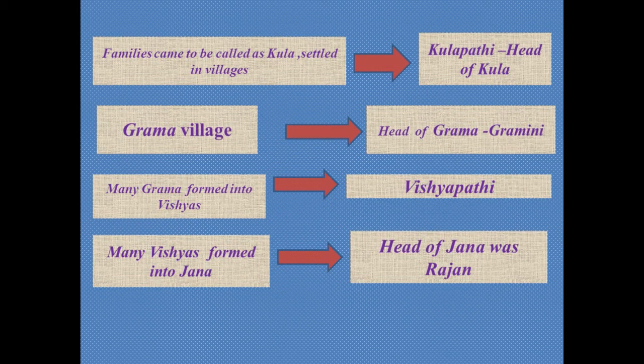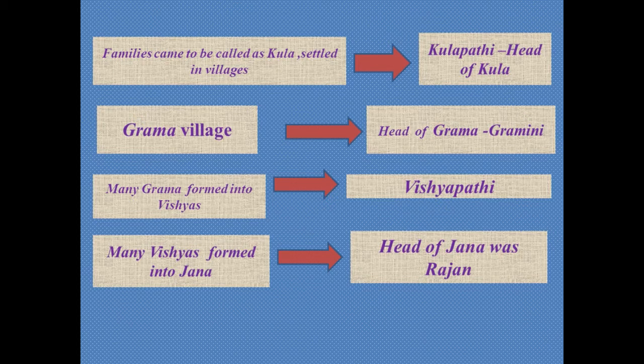Now, when there is a Rajan, definitely we need to come across how the families came, how the villages came into existence, and what the families and different other formats of the society were called. Families were called Kula. They settled in grama or villages. And each kula or family had a head, and he was called Kulapati.